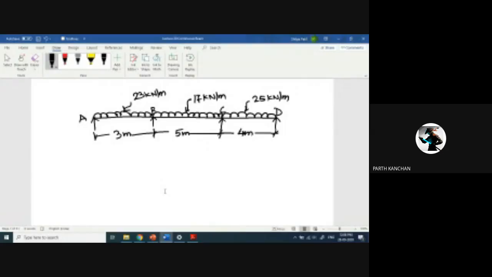What is the first step? To calculate fixed end moments, first step, and second one is to calculate distribution factors, and third one is we need to consider the distribution factors and moments in a table form. Moment distribution table. Table. So the table needs to be prepared. Fine. Let us start one by one now. Let us find out first the fixed end moment.